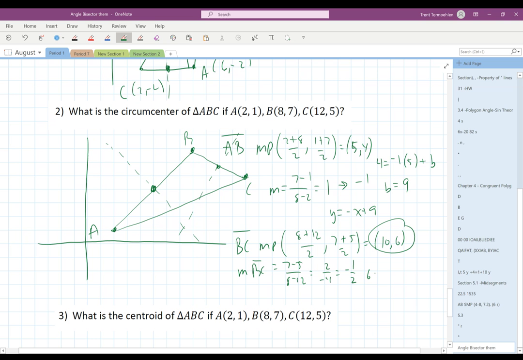So you're going to say 6 equals negative 1/2 times 10 plus b. Negative 1/2 of 10 is 5, and so that's going to give me 11. So 11 equals b, so y equals negative 1/2 x plus 11.